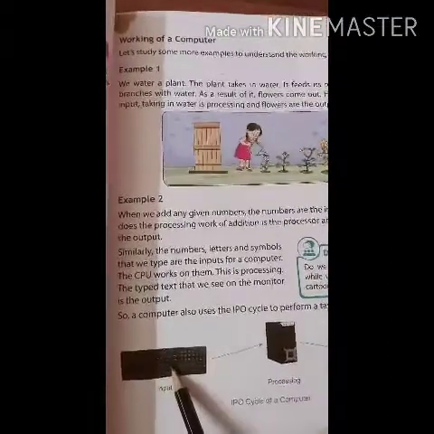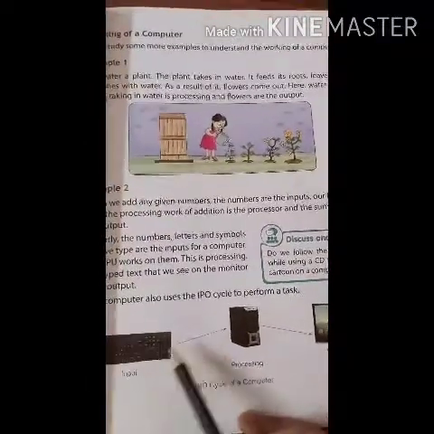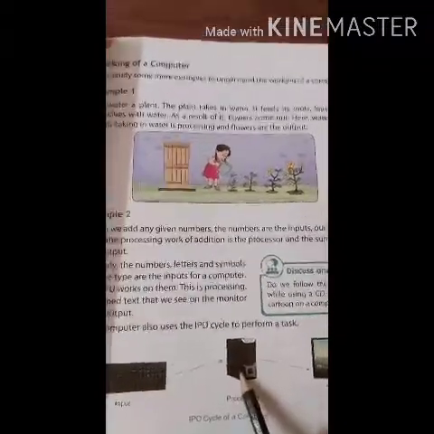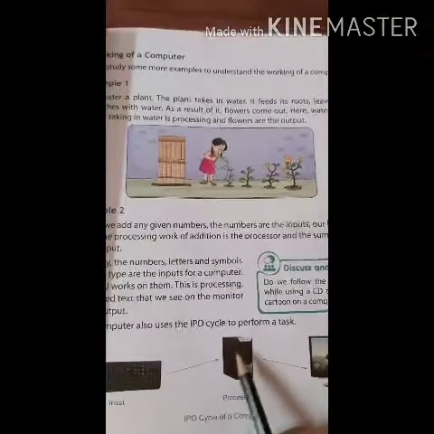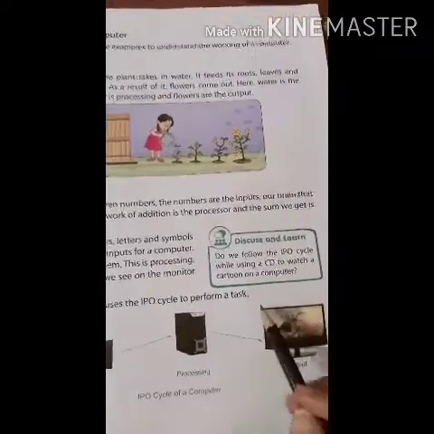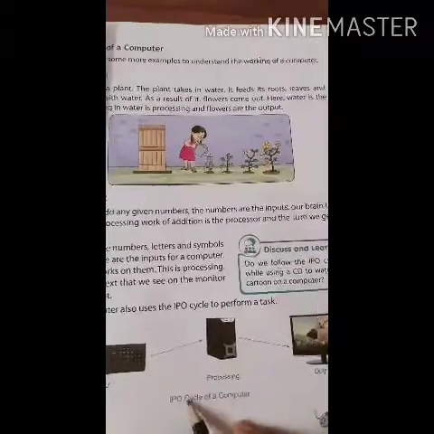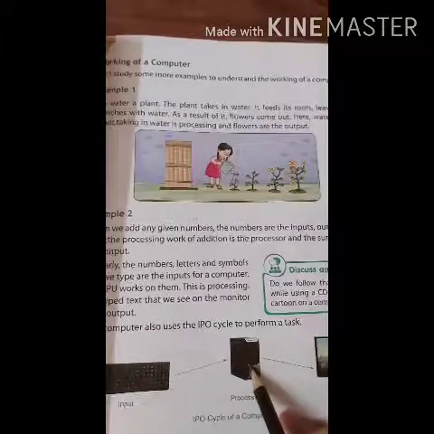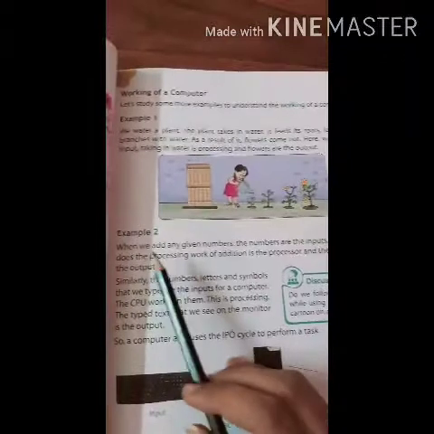So keyboard is input and the processing device is CPU. Whatever work we give through keyboard or mouse, okay, and CPU is the processing device. उसमें जाकर के वो process हो रहा है work, हमें जो भी result चाहिए वो उसमें process हो रहा है and the final result we will get through the monitor or through the printer also. This is the IPO cycle of a computer. And just now we read about different examples.